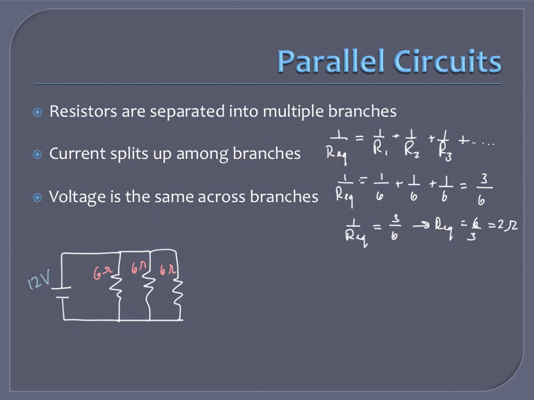Now, you don't have to use this equation if you're looking at resistors that are of the same value. So we have 3 identical resistors split into 3 branches. The shortcut is to take that value and divide it by the number of branches. So 6 ohms divided by 3 branches, that is equal to 2 ohms. And if you use the equation, it's the same answer. Now let's say you have 2 branches instead. 6 divided by 2 branches, you get 3. And you'll get the same answer if you do the same equation.